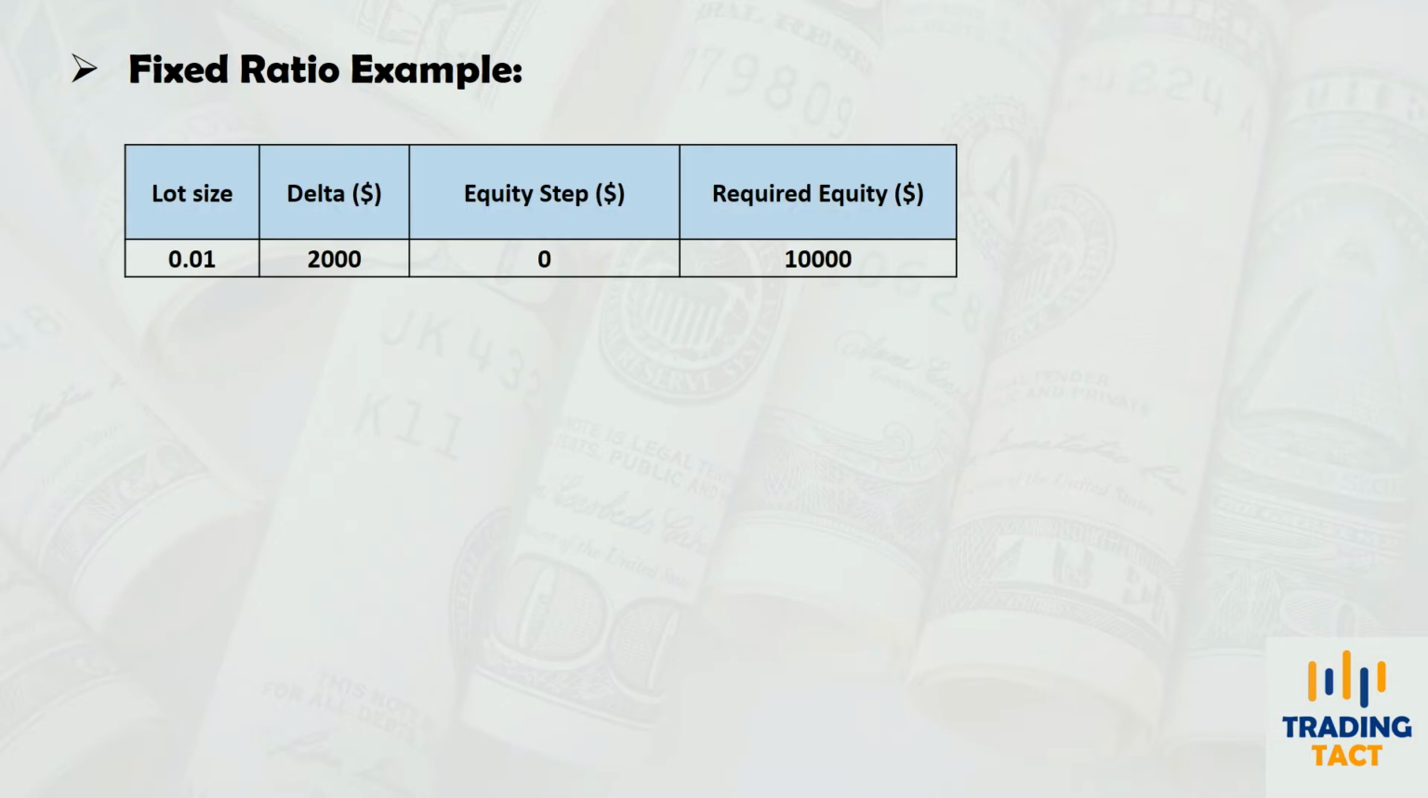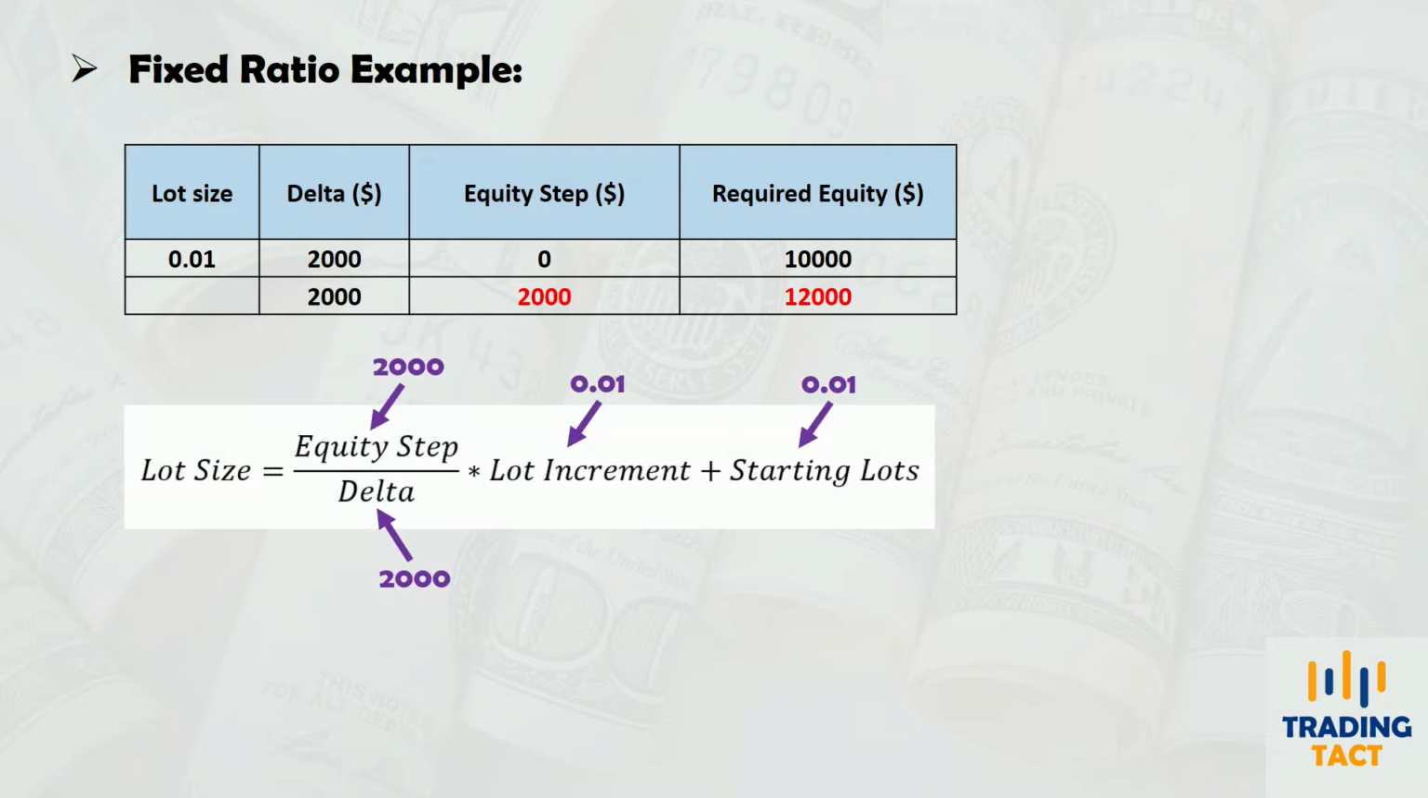Suppose you start trading with a $10,000 account. Your starting lot size is 0.01, with increments of 0.01 lots, and your delta is $2,000. After bagging some handsome pips, your account equity increases to $12,000, giving you an equity step of $2,000. Using the formula earlier, your new lot size is 0.02 lots.